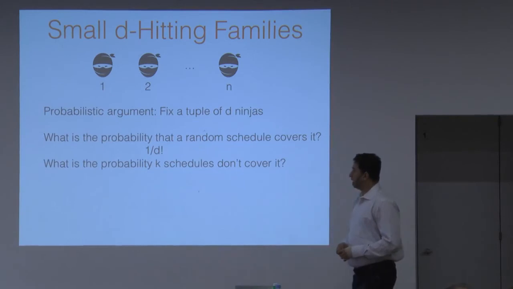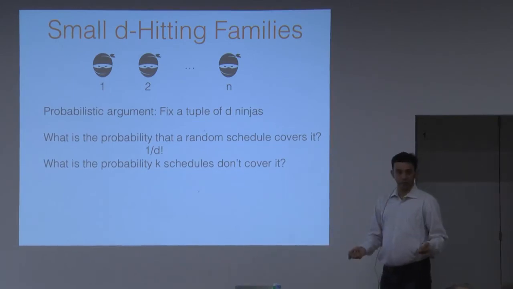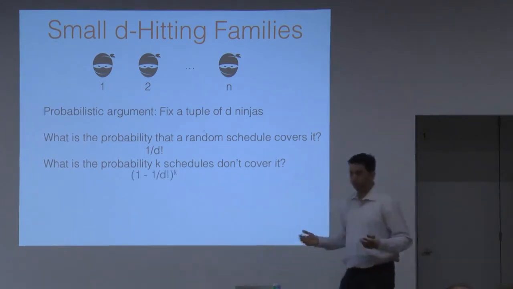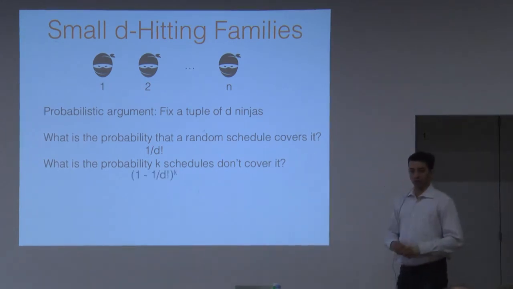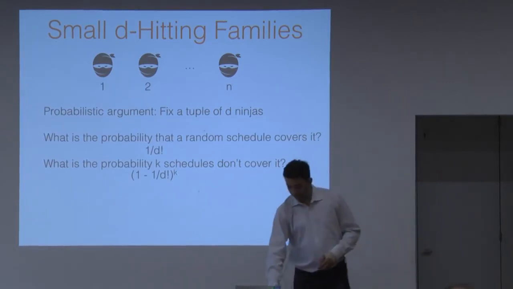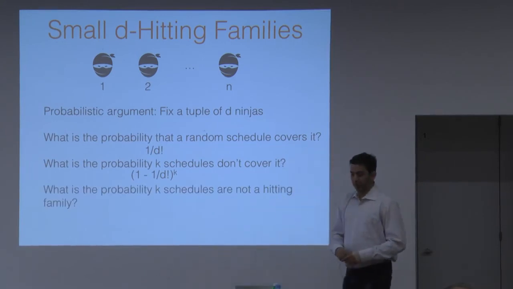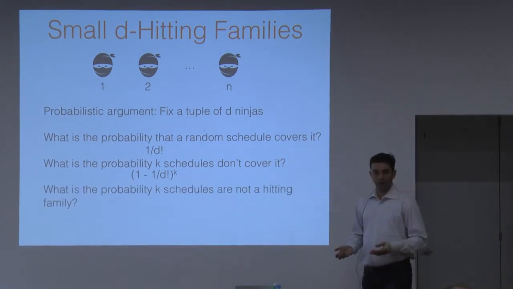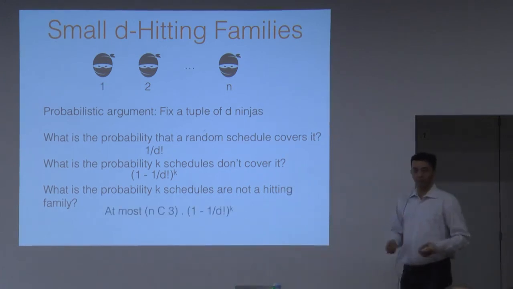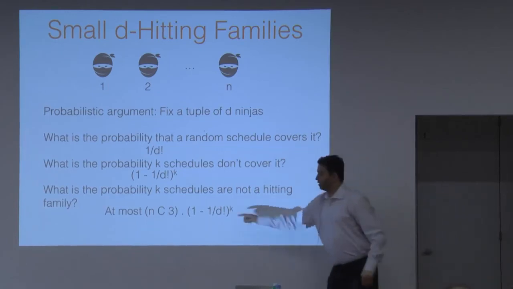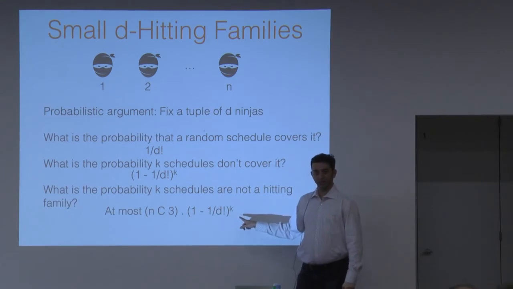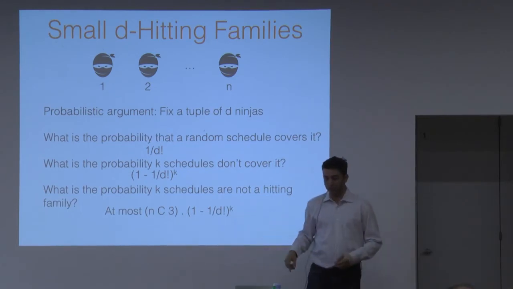So what is the probability that if you pick k such schedules uniformly at random, none of them cover this particular ordering? Well, it's the product of the probabilities. It's (1 minus 1 by d factorial) to the power of k. So what is the probability that these k schedules are not a hitting family? Well, there are about n choose d ways of choosing this, times the probability that at least one of them is not covered by these k tests. Okay? So again, the union bound.